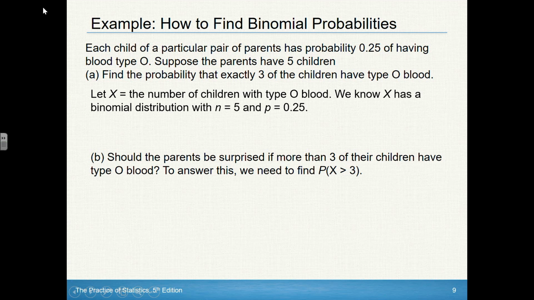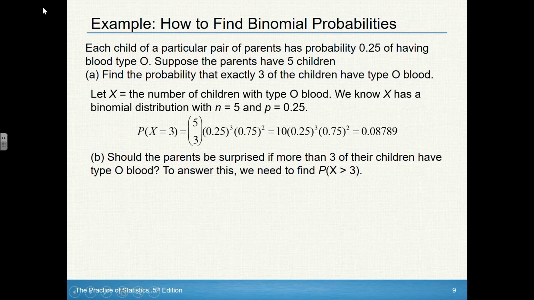And then we can choose whether we're using the formula or the calculator. We'll focus here on the formula. We're going to say 5 choose 3 times 0.25 to the third times 0.75 to the second. You'll notice that 5 choose 3 ends up being 10. There's 10 different ways you could organize those 3 successes. And that ends up being 0.08789. Or in other words, almost 9% of the time you will have 3 children with blood type O.